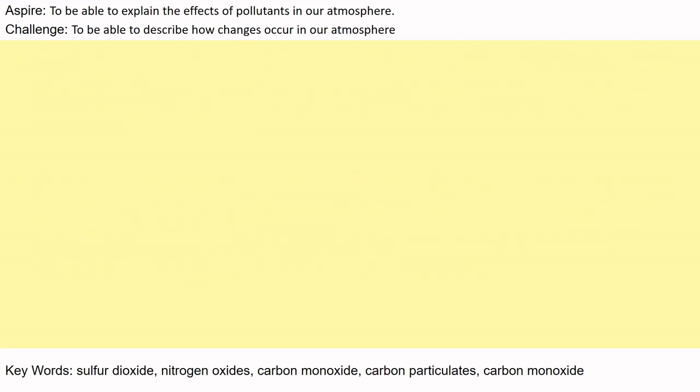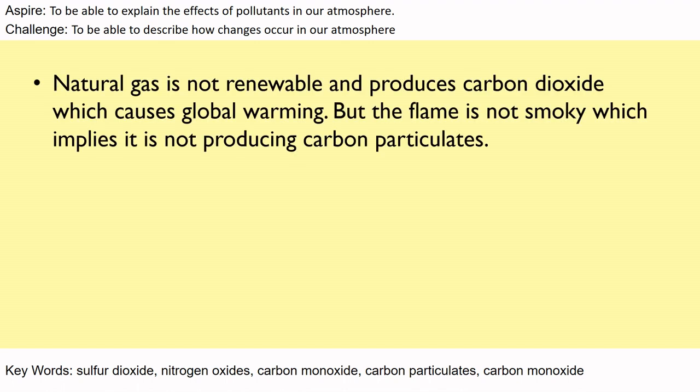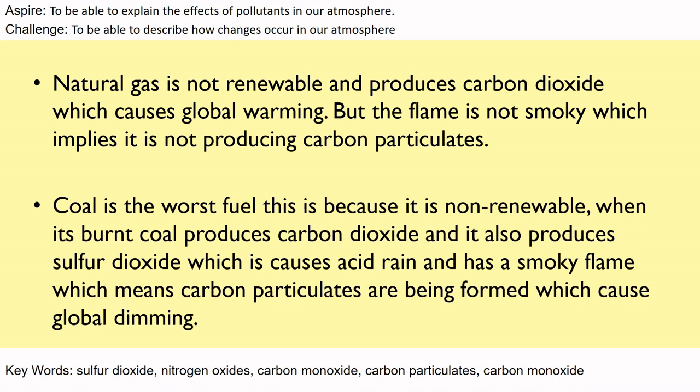So the next fuel you've probably gone with is natural gas. Natural gas is not renewable and produces carbon dioxide, which causes global warming. But the flame is not smoky, which implies it is not producing carbon particulates. The last fuel, and therefore the worst fuel, is coal, because again it's non-renewable. When it is burnt, coal produces carbon dioxide and sulfur dioxide, which causes acid rain. And it has a smoky flame, which means carbon particulates are being formed, which cause global dimming.